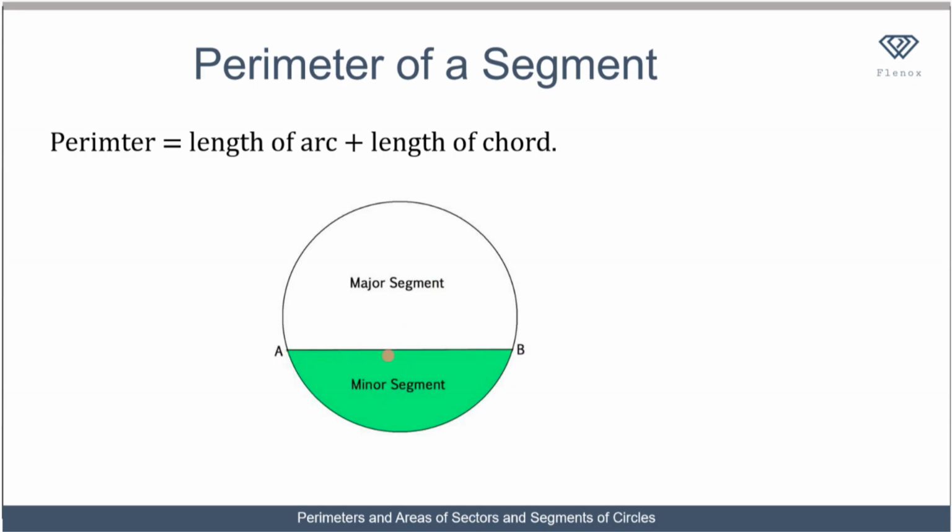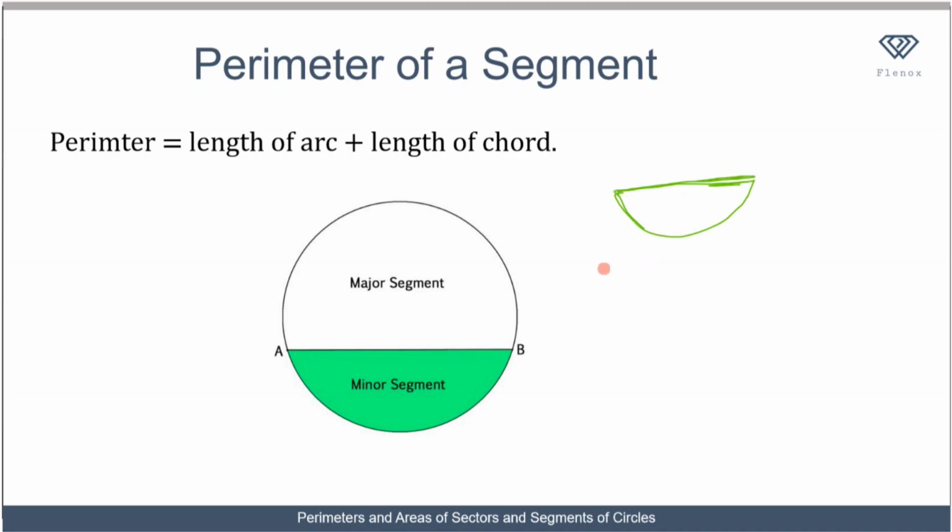So let's assume I want to calculate the perimeter of this minor segment. I'm going to bring that out, and I'm going to have something of this sort. So how do I go about that? The first thing I have to do is calculate the length of this chord. In the previous video, I discussed how to calculate the length of the chord. Secondly, I want to calculate the length of the arc. When I calculate the length of the arc, I just add it to the length of the chord, and that gives me the perimeter of a segment.